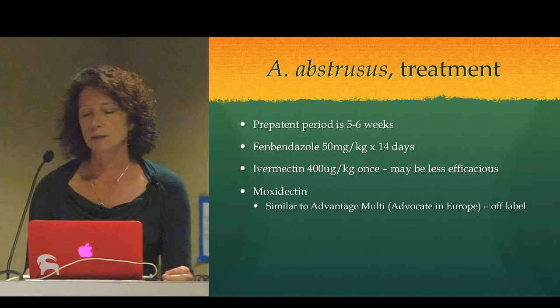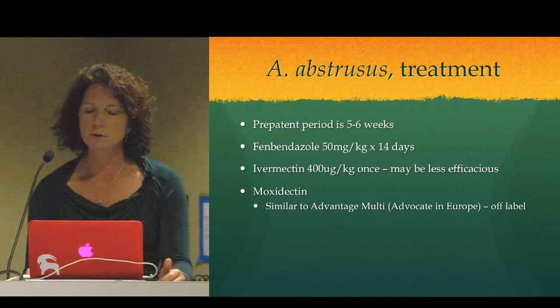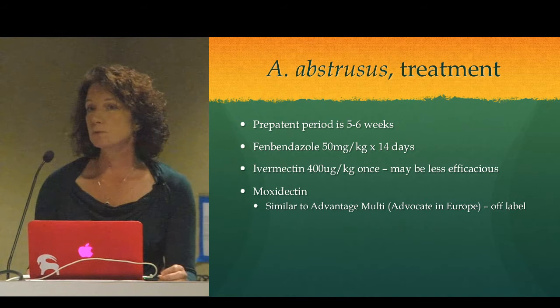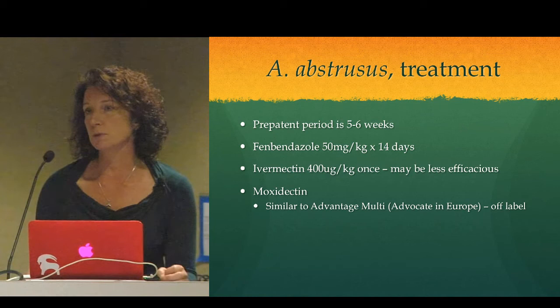And I'll give you some results on that with my N of one case that I'm going to talk about. But people are using Advantage Multi as a preventive, and we think it's really effective. So if you've got indoor-outdoor cats, Advantage Multi should help prevent lungworm in those cats. And if you're giving it monthly, you'd be able to hit the prepatent period.